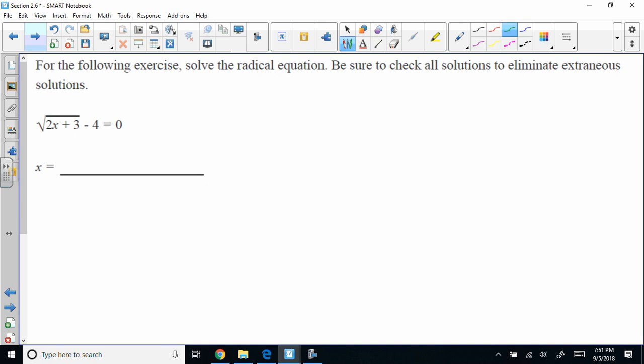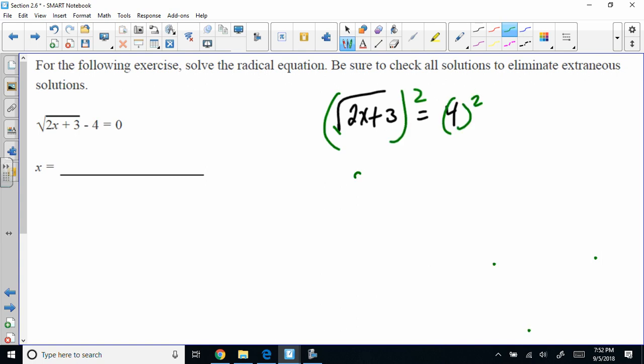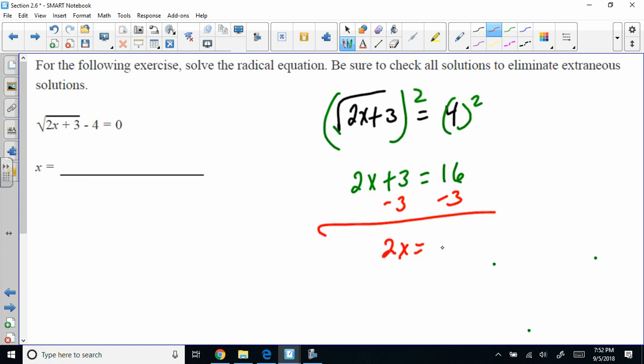But here we go. So the first thing is we're going to take my negative 4, move it to the other side, right? And then, how do you get rid of a square root? You square it. Good. What you do to one side, you got to do to the other. So it leaves you 2x plus 3 equals what? 16. Now, minus 3. 2x equals 13. Divide both sides by 2. X equals 13 halves, which is nothing more than 6.5, right?